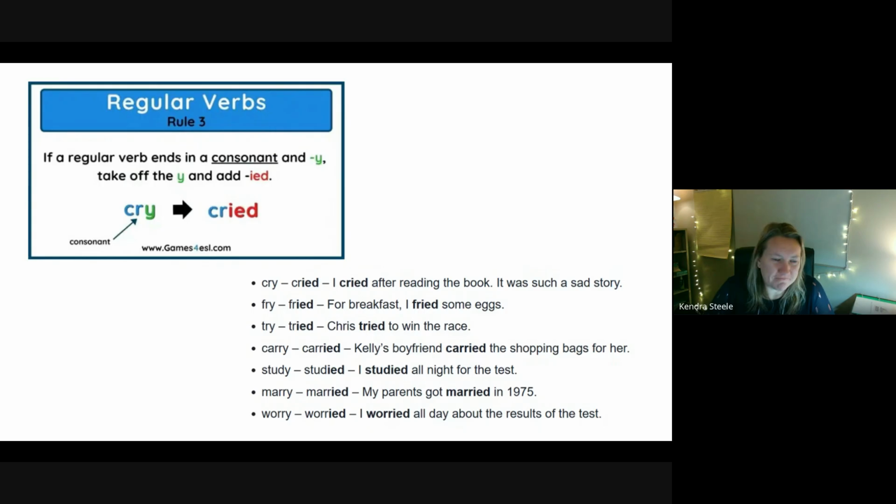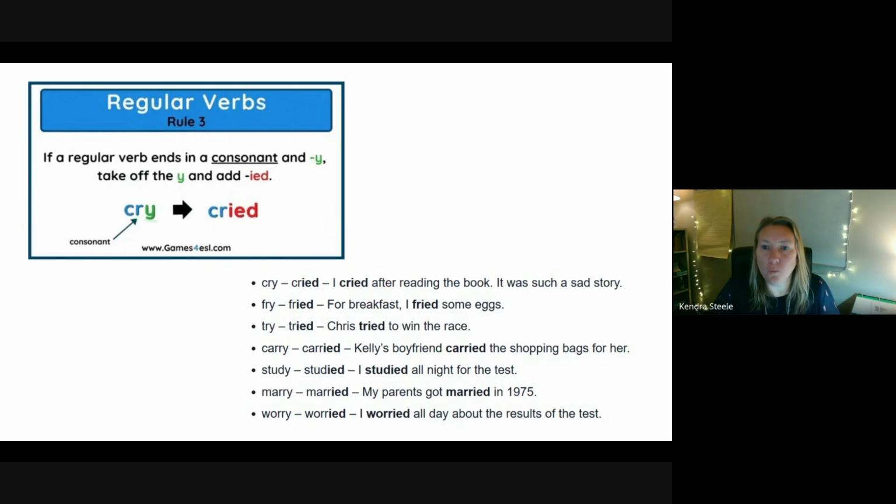Here's rule number 3. If a regular verb ends in a consonant, that is any letter in English that is not A, E, I, O, or U. Those 5 letters are our vowels. So if it's any other letter and then Y, you take off the Y and add I-E-D. Okay? So if we look at this verb, cry, okay? R is a consonant. It's not a vowel, which are A, E, I, O, U. So we have a consonant and a Y.